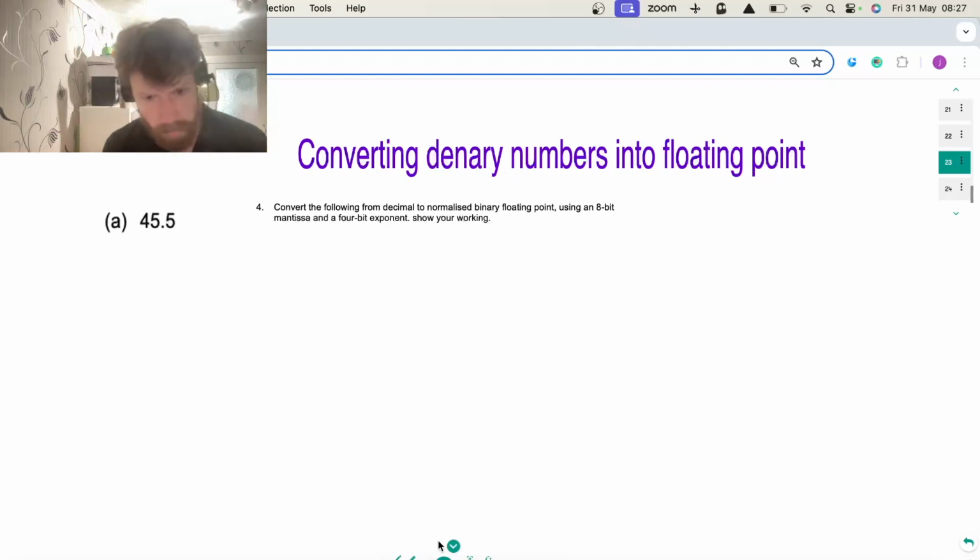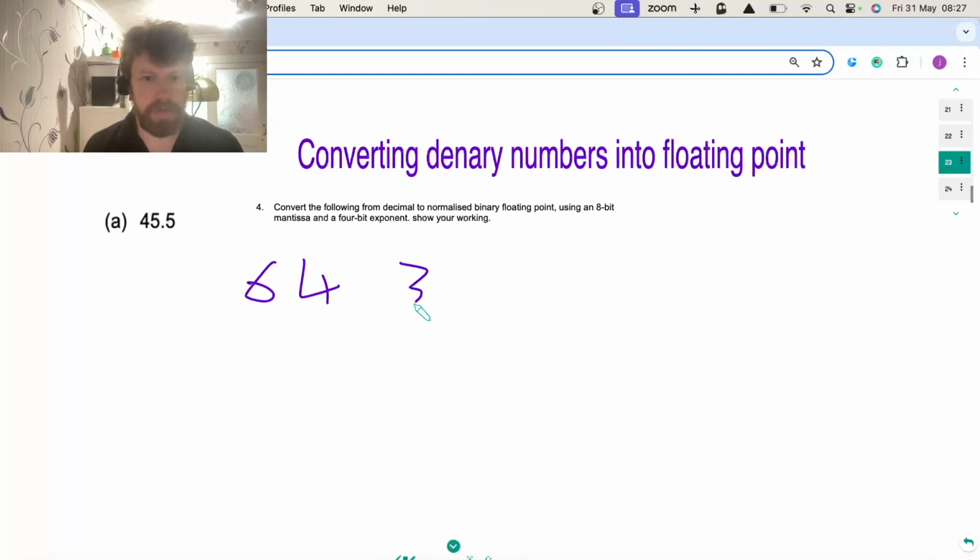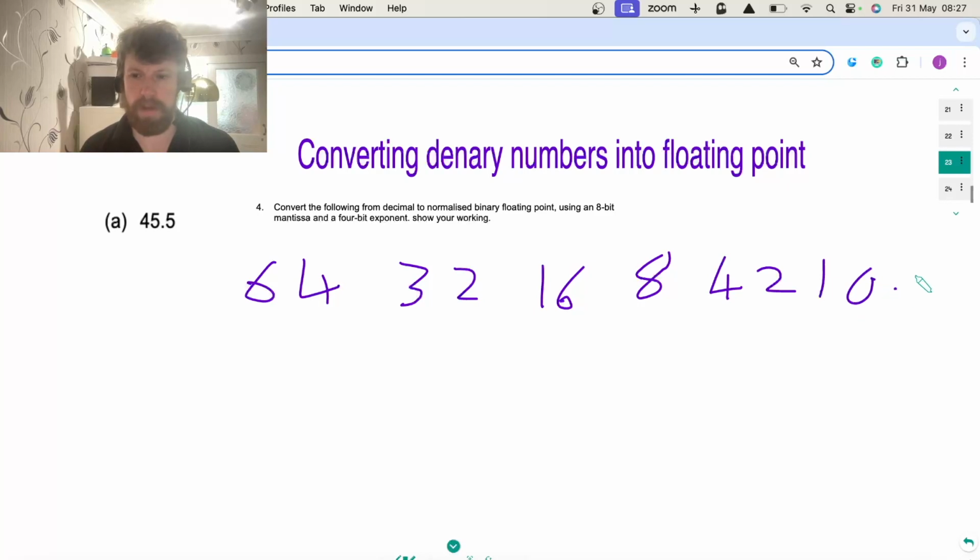So this is just going to be a positive conversion. The idea is that you want 0, 1 on the front. If it was a negative number, it would be 1, 0. Now, we're just going to start off and convert it into a fixed point binary number, and it wants it in 8 bits. So we're going to do 64, 32, 16, 8, 4, 2, 1 and 0.5.